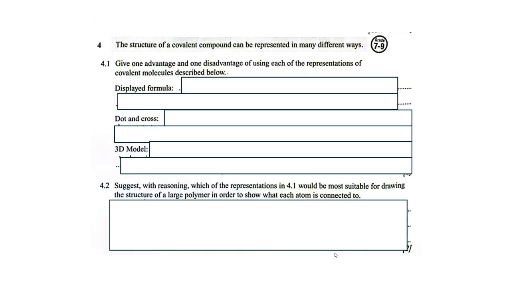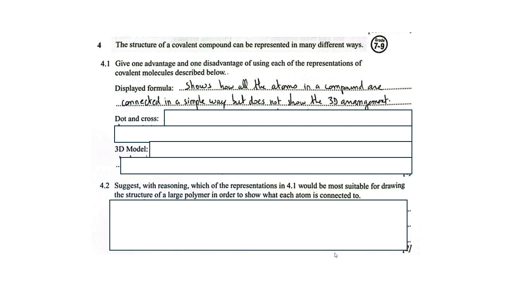Next one, number 4. The structure of a covalent compound can be represented in many different ways. Give one advantage and one disadvantage of using each of the representations of a covalent molecule described below. So the displayed formula, you're going to represent each bond by a straight line between the atoms. So it shows how all the atoms in a compound are connected in a simple way, but it does not show the 3D arrangement or the size of the atoms.